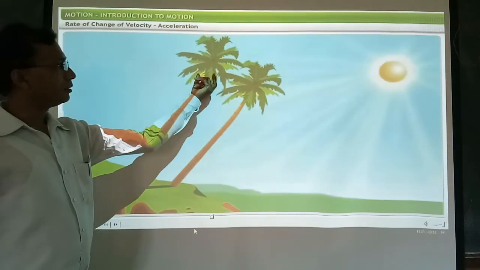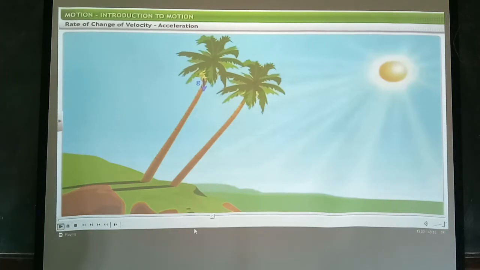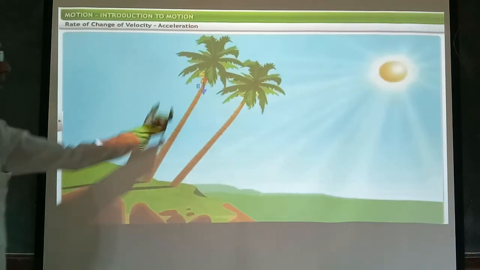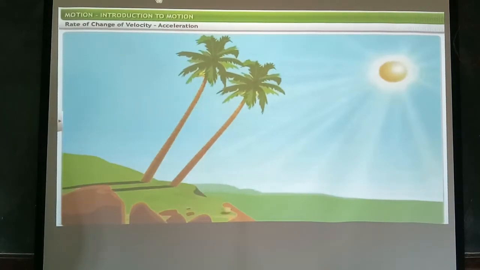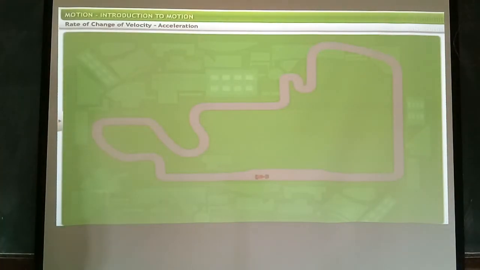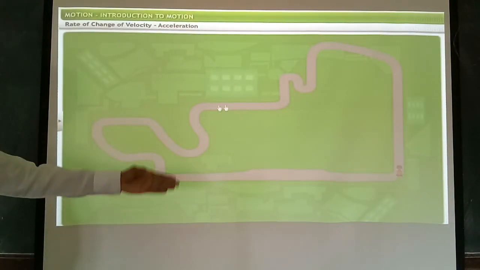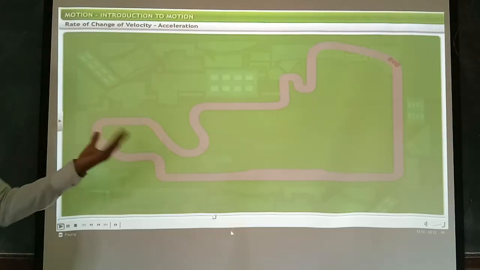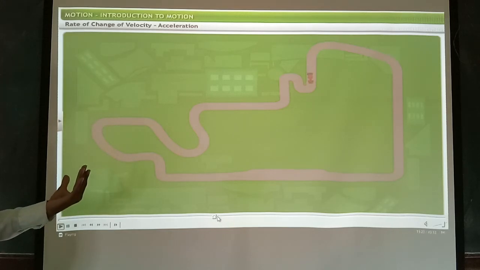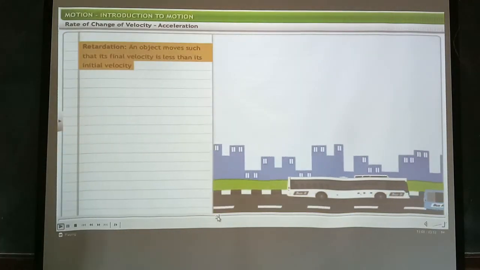Here we discuss a coconut tree, and a coconut falling on the surface of the earth with the acceleration due to gravity, g. The speed increases, decreases, and we observe that it is acceleration.